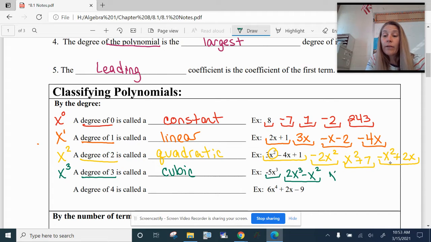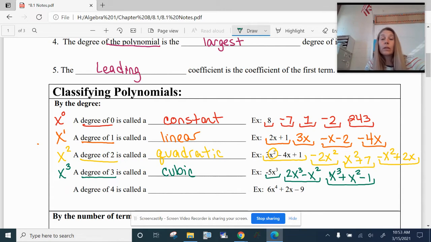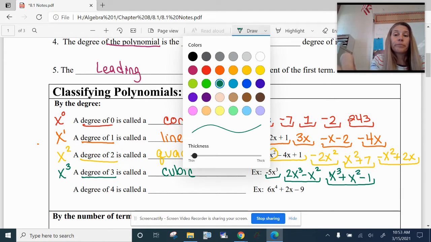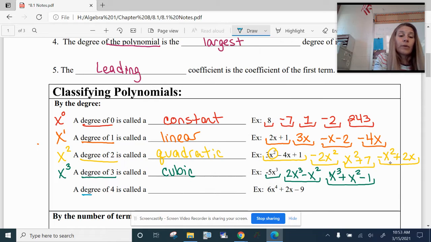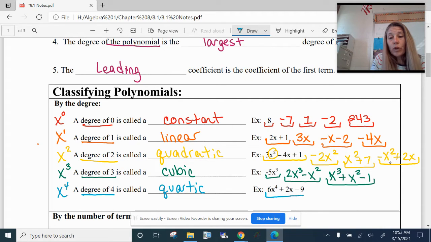Or you might have x cubed plus x squared minus 1. That could be cubic because the largest exponent there is that cube, and so forth. All right, and then we have a degree of 4, and that is called quartic. And so any number of terms, as long as the largest term in the group is x to the 4th power. So here we have 3 terms, but x to the 4th is the largest degree there.